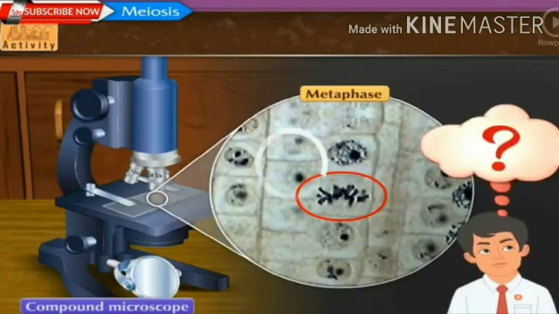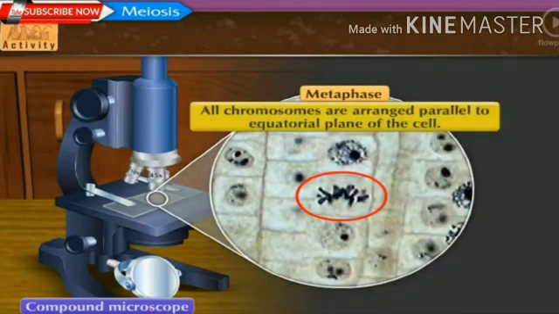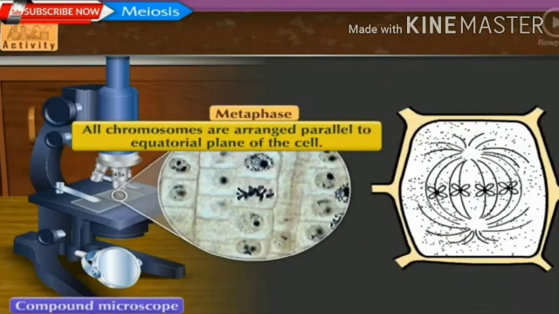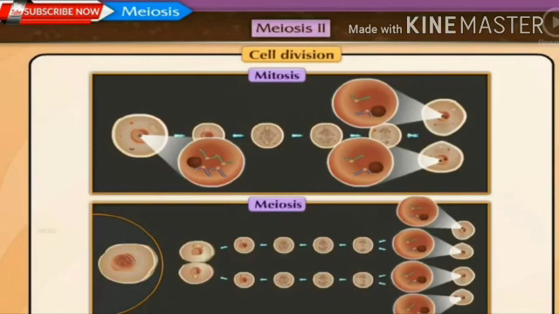Then we see the metaphase step in the cell of the root tip. How did you identify this step? As we see, the chromosomes are arranged parallel to the equatorial plane of the cell. We can say the step observed is the metaphase step. After that, you can sketch the figure in your notebook. In this way, we learned that cell division is completed through two types, mitosis and meiosis.